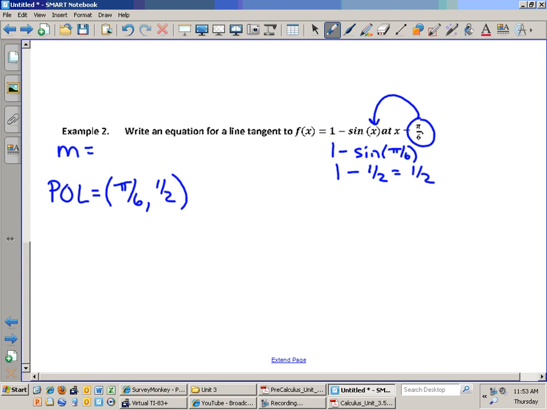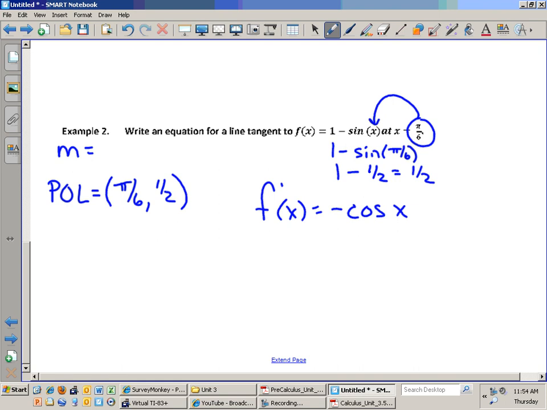Derive it. Take the derivative. We need to be able to find the derivative of this. The derivative tells us the instantaneous rate of change, or the instantaneous slope at any given point. So if I want to know the slope, I have to know what the rate of change of this function is at x equals pi over 6. So let's derive this thing. F prime of x is equal to negative cosine. Derivative of 1 is 0. Derivative of sine of x is cosine of x. So you got negative cosine of x.